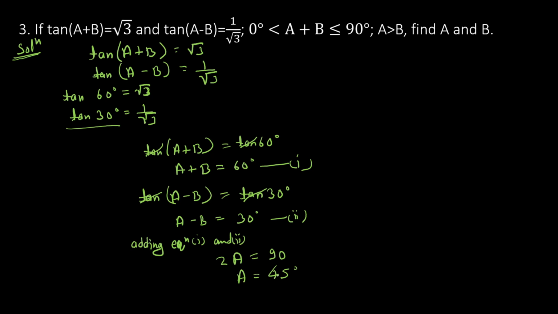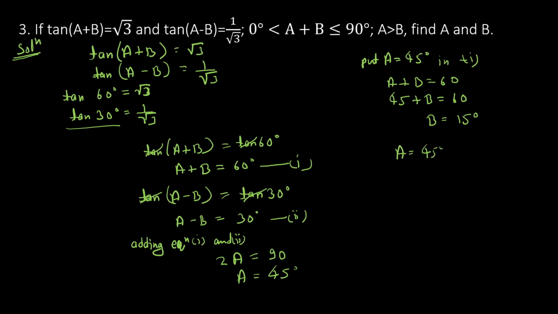If A equal to 45 degree, we will put A equal to 45 in the first equation. A+B equal to 60, A is 45 plus B equal to 60. B equal to 15 degree. So A equal to 45 degree and B equal to 15 degree.